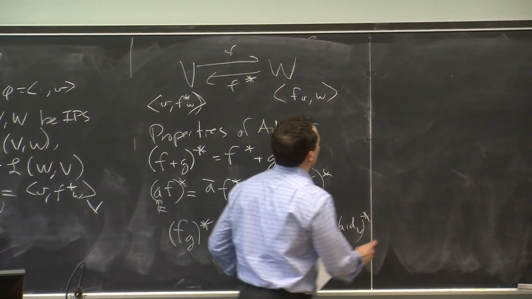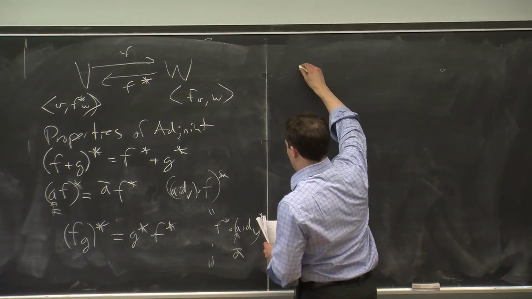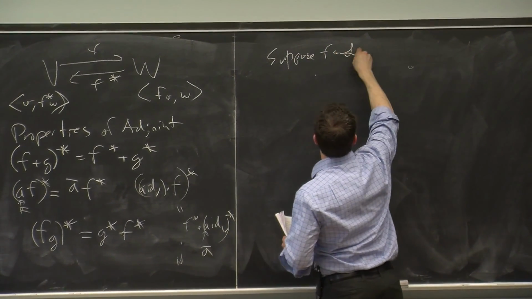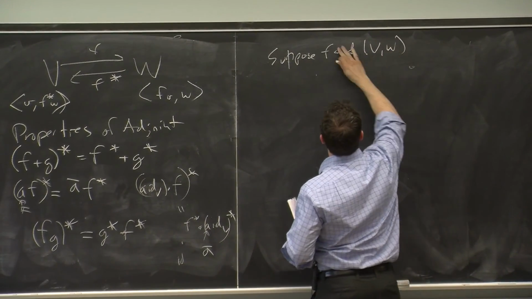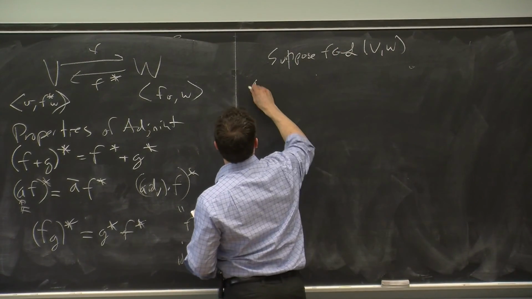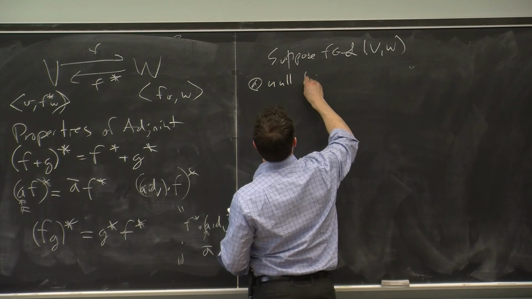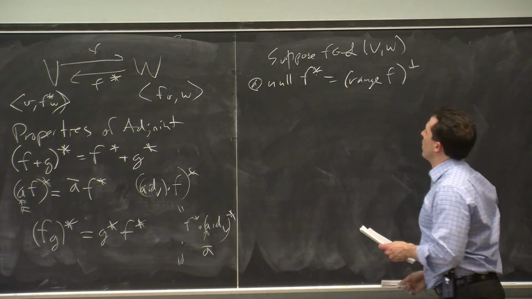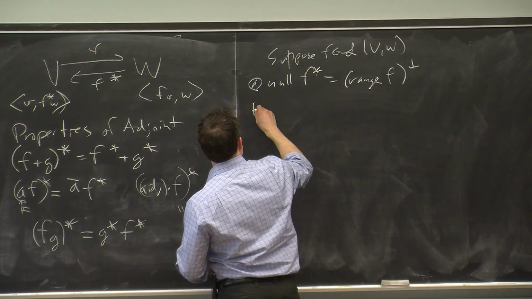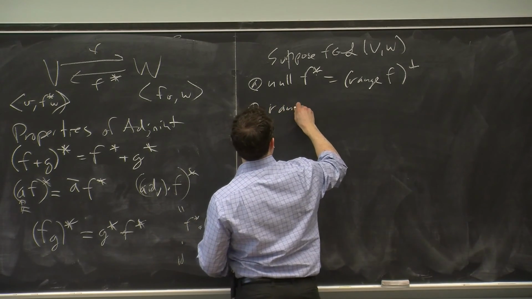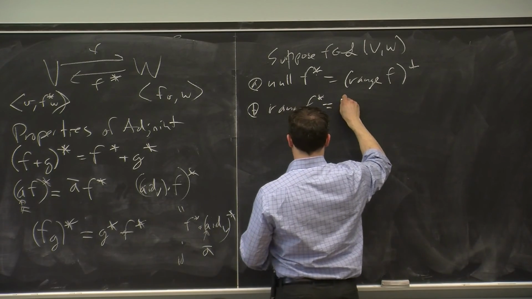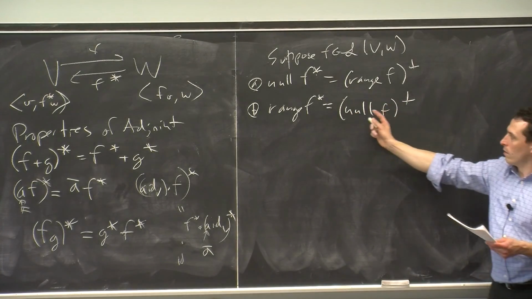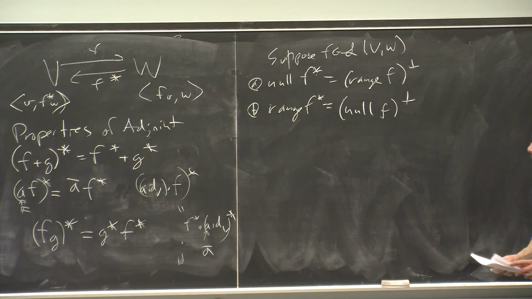Then we had some interactions with null spaces and ranges. Then the null space of F star is the orthogonal complement of the range of F, and the range of F star is the orthogonal complement of the null space of F. And you can get the other two by taking the adjoint of the expressions inside.